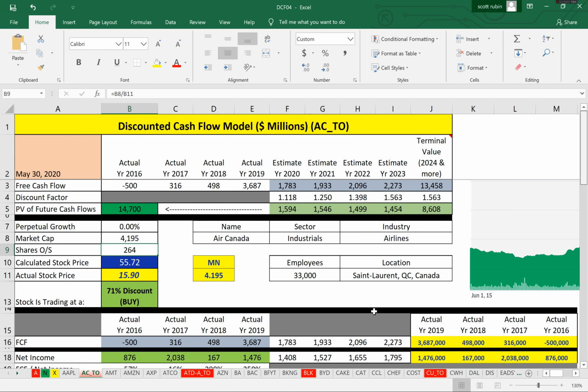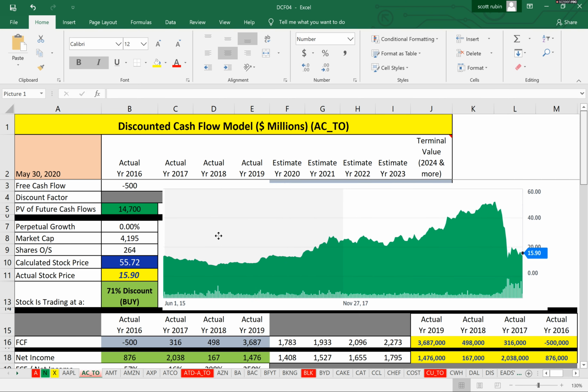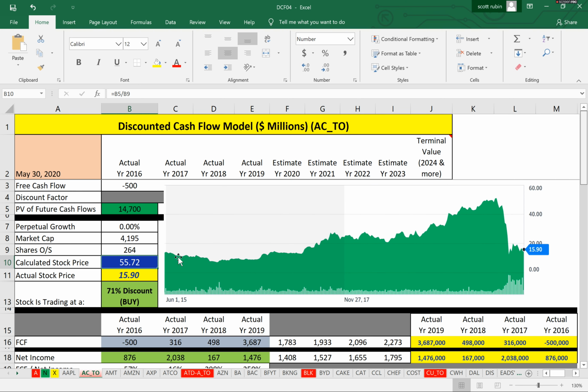And we divide that by 264 million shares. We get a stock price of $56. So it's trading at 16, so it's trading at a 71% discount. So you can see the stock was trading around intrinsic a few months ago, then it dropped a lot.